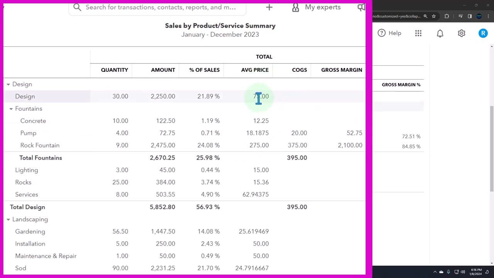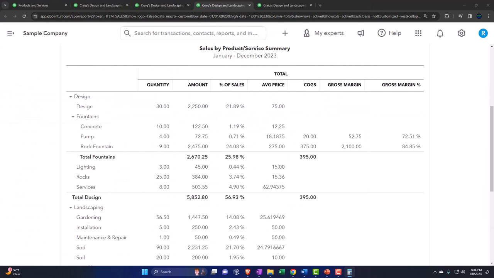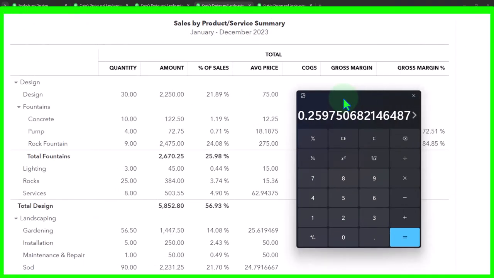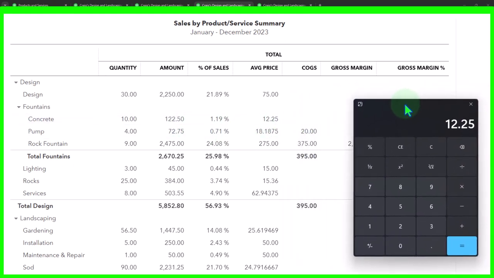Then this is going to be the average price. So if we sell inventory items, then this is going to be the average price that we sell the things for. So we can actually calculate that here because it's an average price. So if this was the amount that was sold here, 2250 divided by the 30, we get an average price of 75. So we sold them for about 75. 122.5 divided by 10 is about 1225. So that's about what we sold those items for. It's average because you might have changed the price over the year. So you might not have sold them for that amount for the entire year, but that's the average price given this time range.